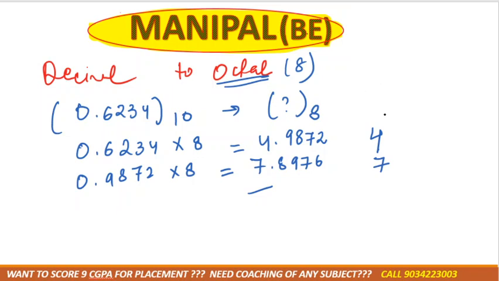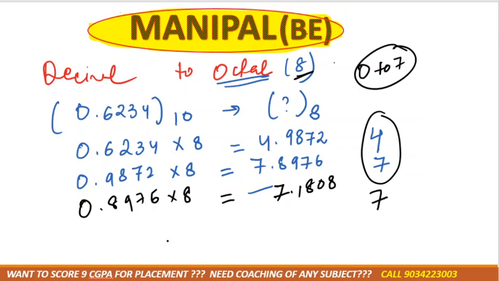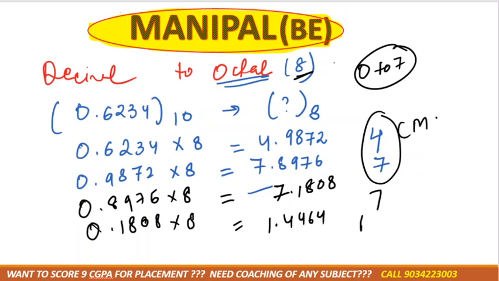Keep in mind that here you should get the value from 0 to 7 only. Octal representation, octal value would be always from 0 to 7, right? Again 0.8976 multiplied by 8 is how much? 7.188. We'll write 1 over here. Then again 0.1808 multiplied by 8 is 1.446. Again the above one is MSB and the lower one is LSB.